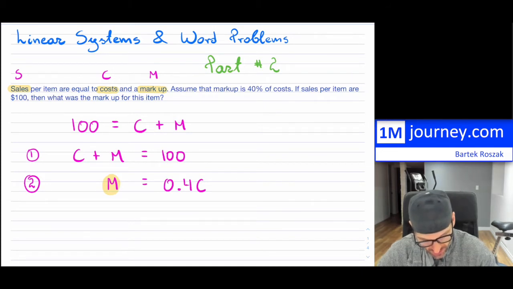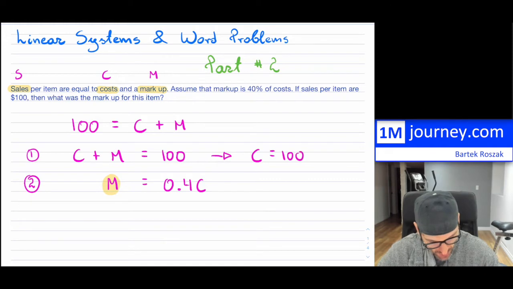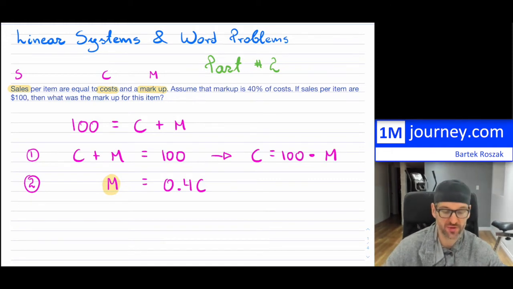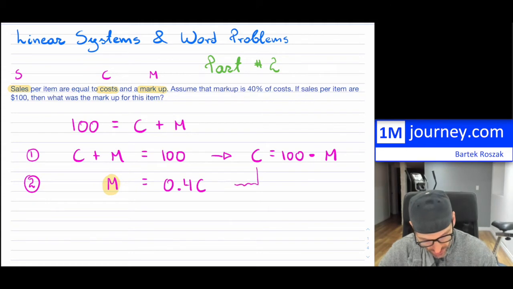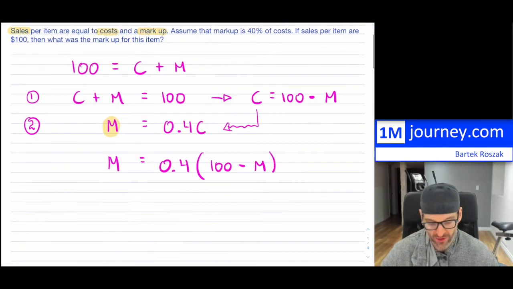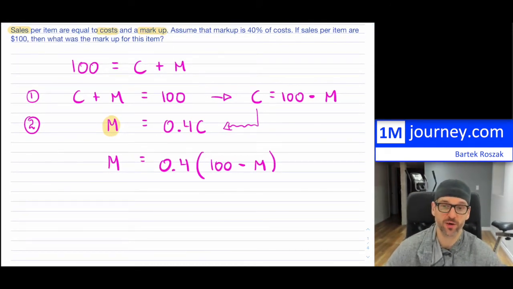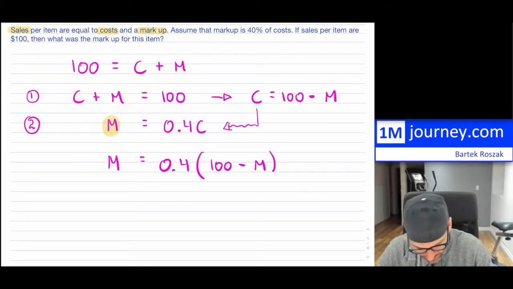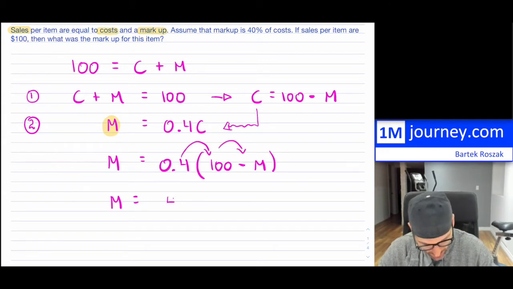In this case, let me take this one. I'll change things up here. I'm going to isolate for cost. So cost is equal to 100 minus M. I just change that in. Now I can substitute for the cost, and I will find that markup is equal to 0.4 times (100 minus M). Notice now you have only one equation after that substitution and one unknown. So M equals, I can bring this inside of the brackets, 40 minus 0.4M.